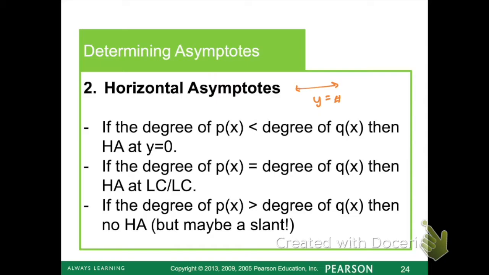So our first scenario, if the degree of the numerator, p of x, is smaller than the degree of the denominator, q of x, then my horizontal asymptote is just at y equals 0. If the degree of the numerator is equal to the degree of the denominator, then we're going to take our leading coefficient divided by leading coefficient. So the leading coefficient for the numerator divided by the leading coefficient for the denominator. And then my third option, if the degree of the numerator is bigger than the degree of the denominator, then we don't have a horizontal asymptote, but we might have a slant asymptote, which I'll talk about on the next slide.